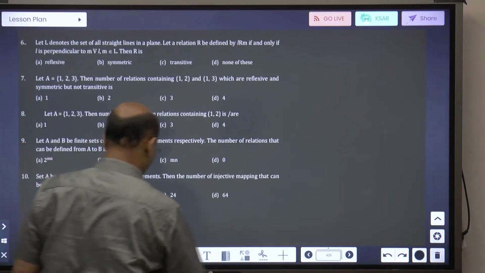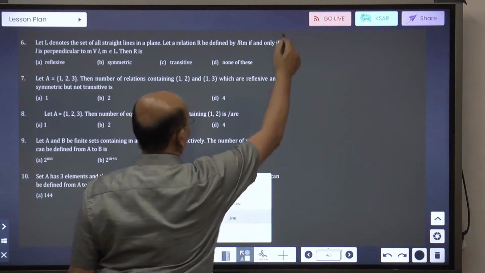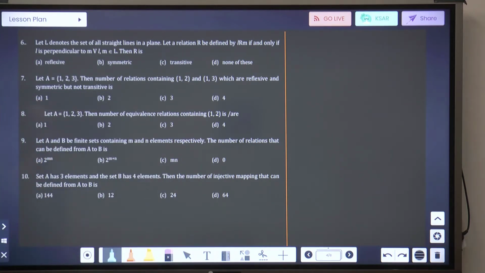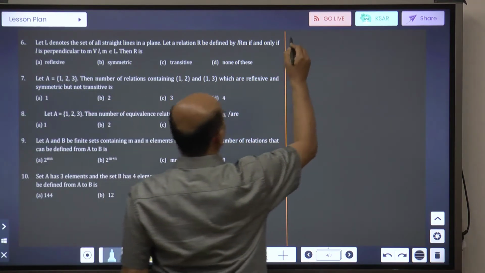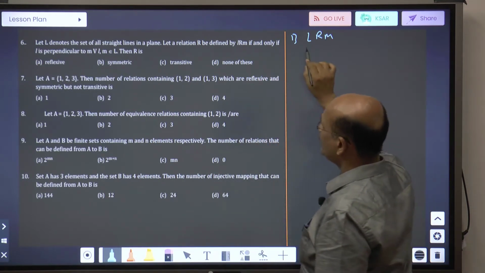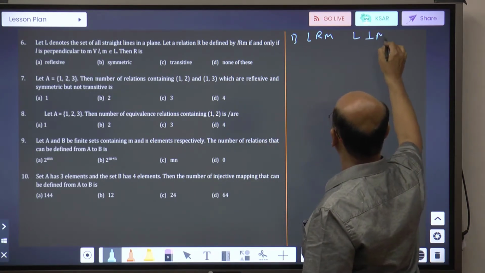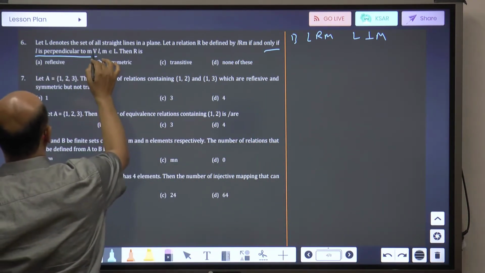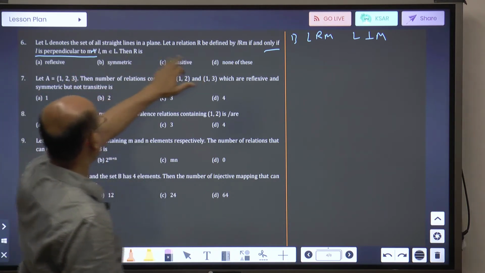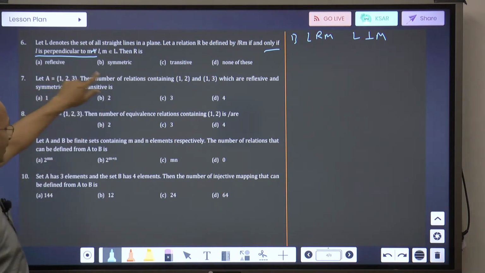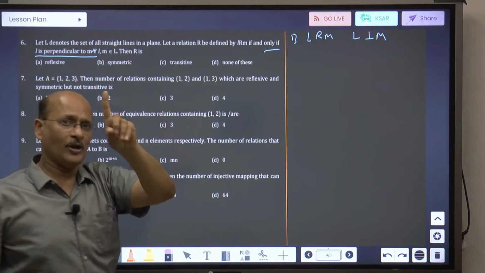Next question comes up, guys. Think over it and see what happens. L denotes the set of all straight lines. Let R be defined by L R M, where L and M are straight lines. It is defined as L is perpendicular to M, for all L, M belonging to the set of lines. Now they are asking: is it reflexive, is it symmetric, again any one option.